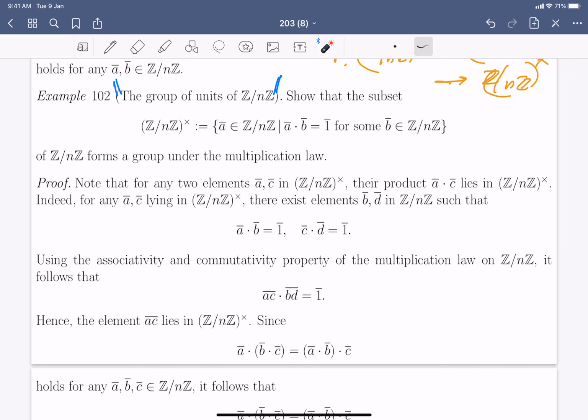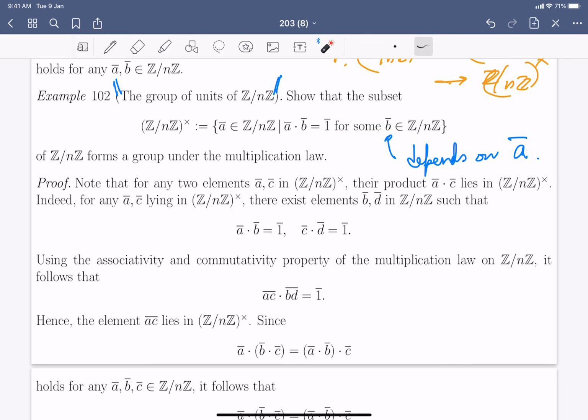So this is a subset of Z mod n Z, consisting of the elements a bar such that there is some b bar such that their product becomes 1 bar, for some b bar inside Z mod n Z. Okay, let me highlight that this b bar depends on a bar. So this b bar is not unique. I'm saying that it should hold for some b bar inside Z mod n Z.